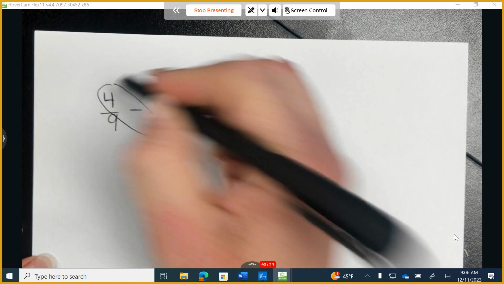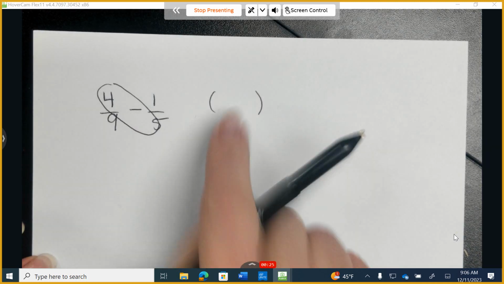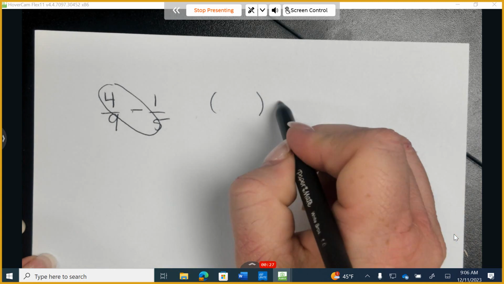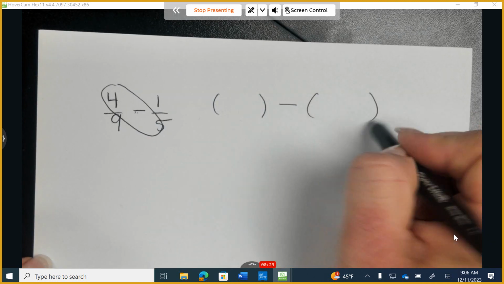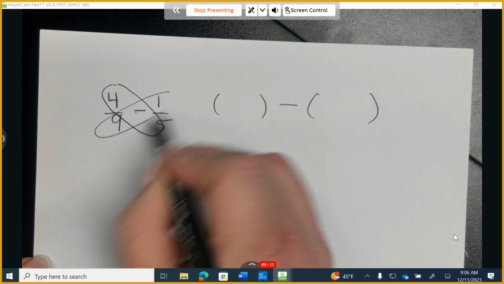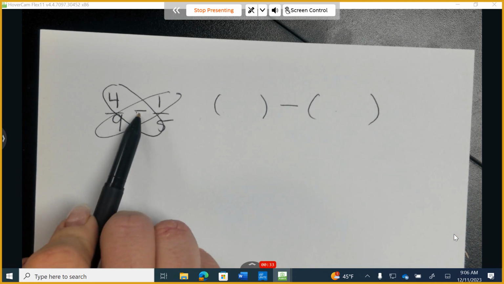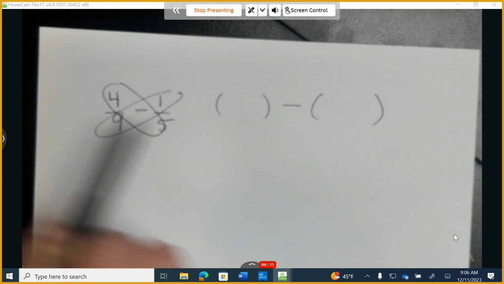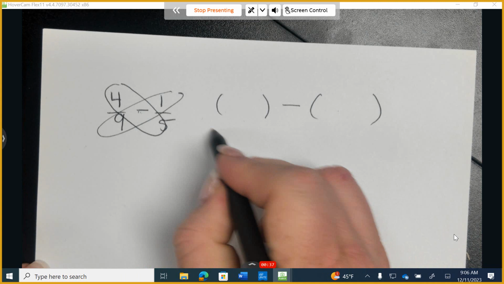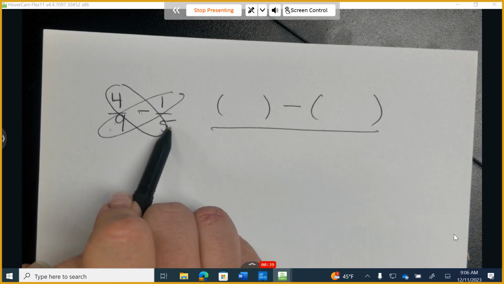We're going to go 4 times 5 in just a second. I'm going to put that value here. I'm going to take the symbol, in this case, it's subtraction. Now in the second parenthesis, I'm going to take 1 times 9. This symbol is only used in the middle. It's not used when I'm multiplying. On the bottom, I'm going to take the product of the denominator.